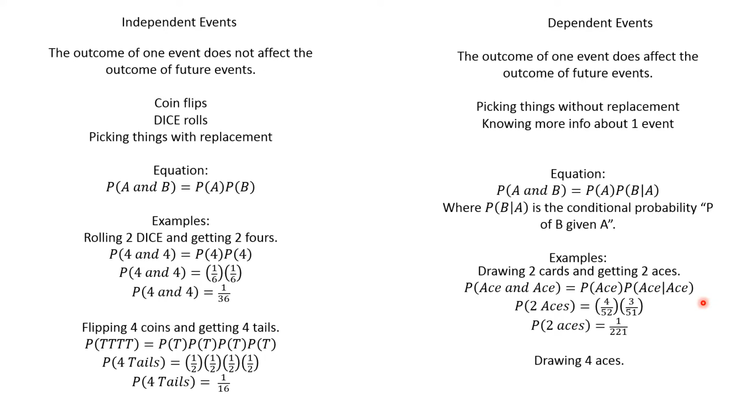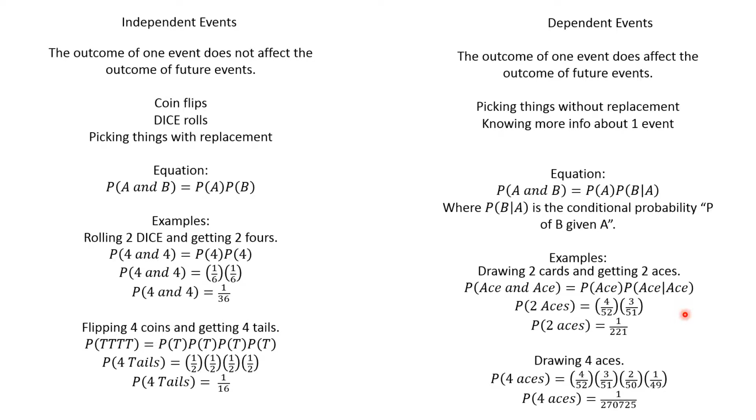Example, let's say we don't want just 2 aces. Let's say we draw 4 cards. We want all 4 aces. And so that's going to be the probability of the first one, which is going to be 4 over 52, and then 3 over 51. And then what would the next probability be? 2 over 50, and then 1 over 49. And we just need to multiply those together and simplify to get 1 over 270,725.